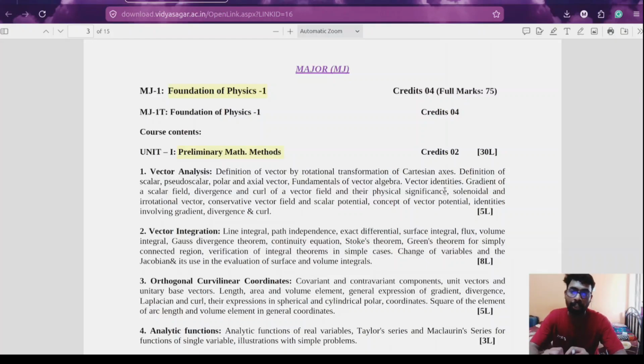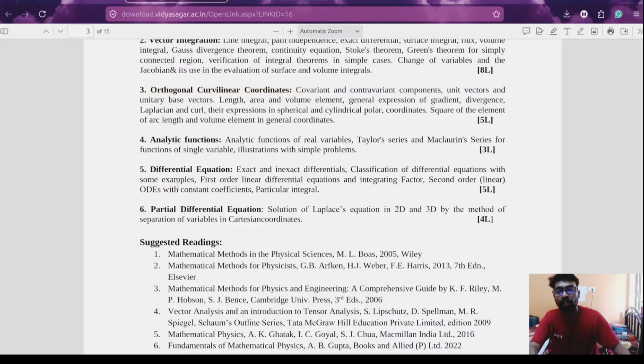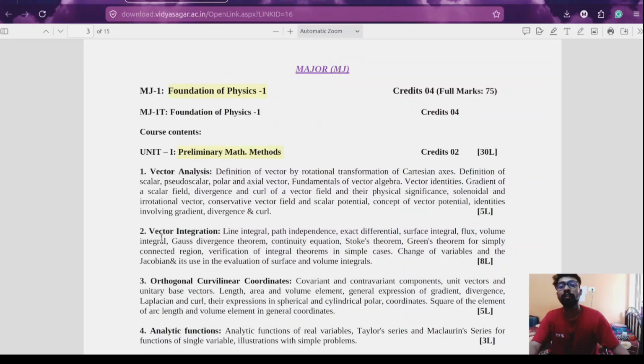These are some basic fundamental vector algebra. And then they follow with vector integrations. It's very important. Again, this part is very important, vector integrations. Next, orthogonal curvilinear coordinate systems, and then analytic functions. And then they follow with differential equations and partial differential equations. Those are the syllabus in mathematical physics basically, right?